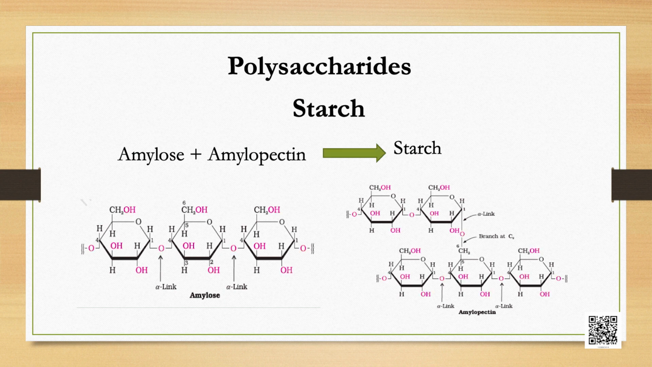linkage. Amylopectin is insoluble in water and constitutes about 80 to 85% of starch. It is a branched chain polymer of alpha-D-glucose units in which the chain is formed by C1-C4 glycosidic linkage, whereas branching occurs by C1-C6 glycosidic linkage, as shown on your screen.